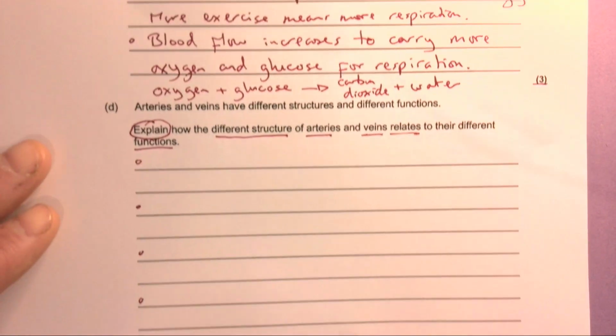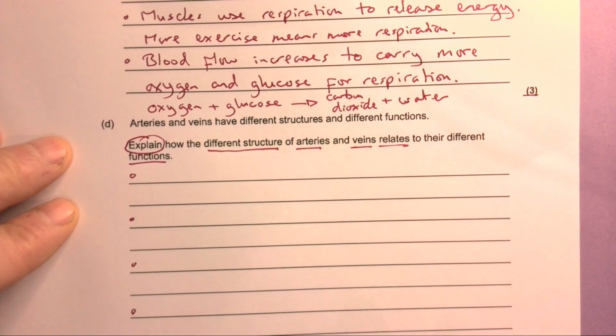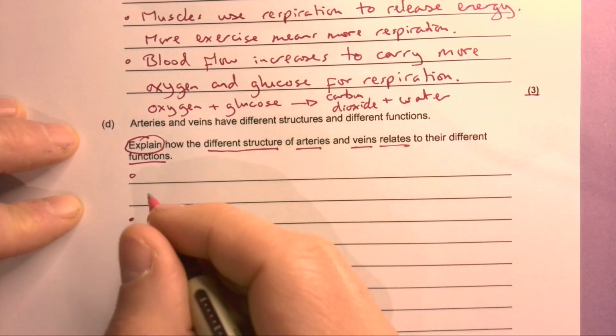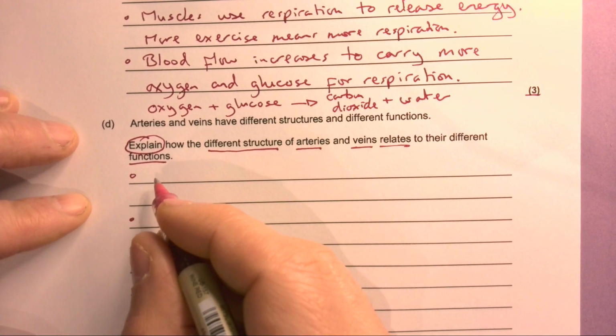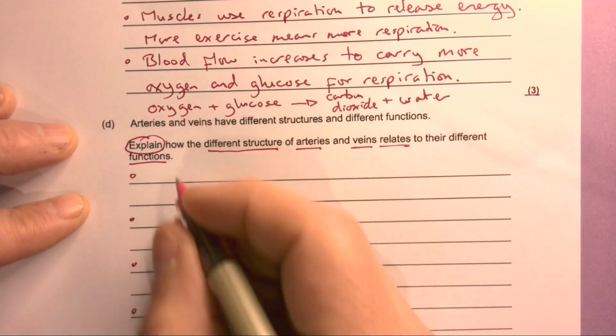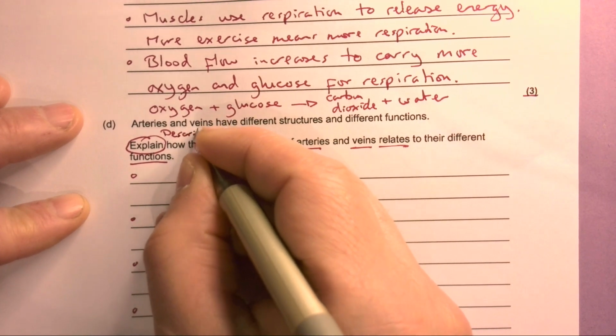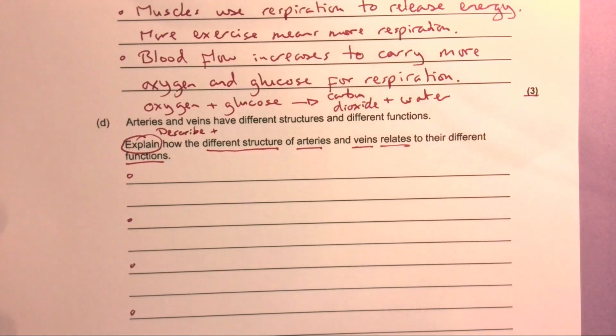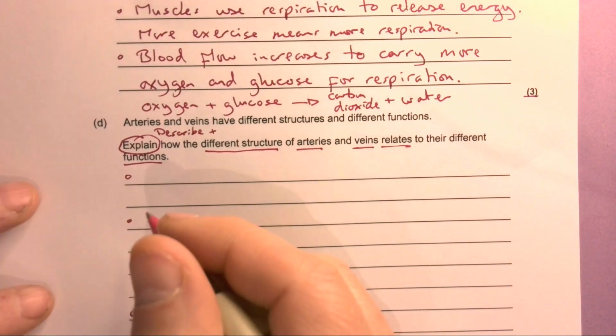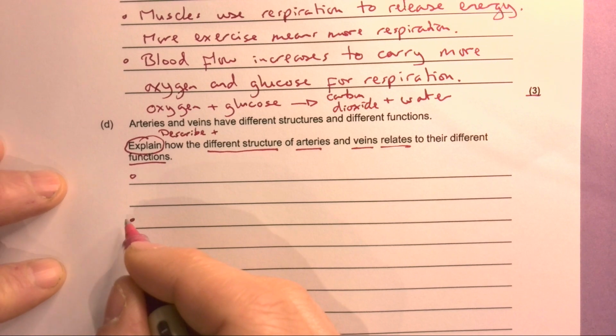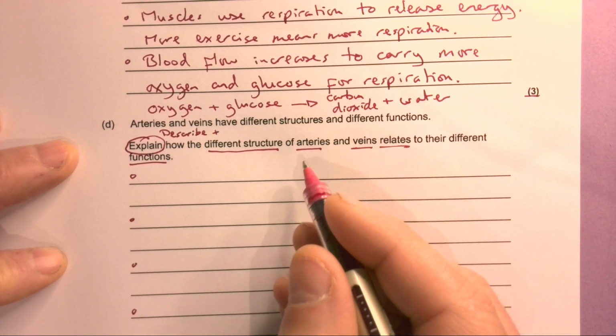So I'm effectively going to compare these two, aren't I? So I'm going to be looking to describe something and then say why it's important. Because remember, explain is really describe something and say why that matters. So the first thing I know is arteries have a thicker wall.